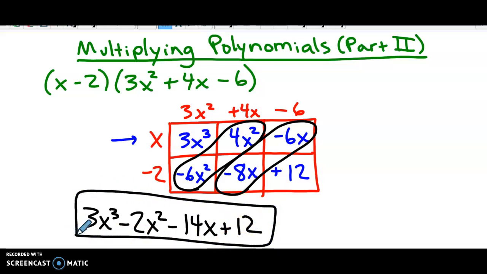So you'll notice that as opposed to a binomial times a binomial, our answer comes out with 4 terms, an x to the third, an x to the second, an x, and a constant.